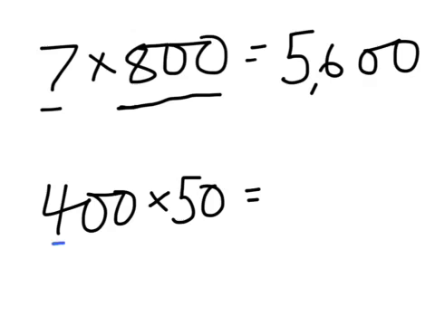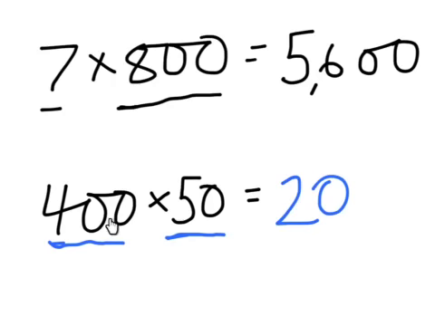4 times 5 equals 20. Good, you've done that. But it's really 400 times 50. How many zeros are over here? There was 1, 2, and 3. Let's count them again: 1, 2, and 3. So we're going to have to make sure they're in the answer. Let's put them down: 1, 2, 3. 400 times 50 is 20,000.